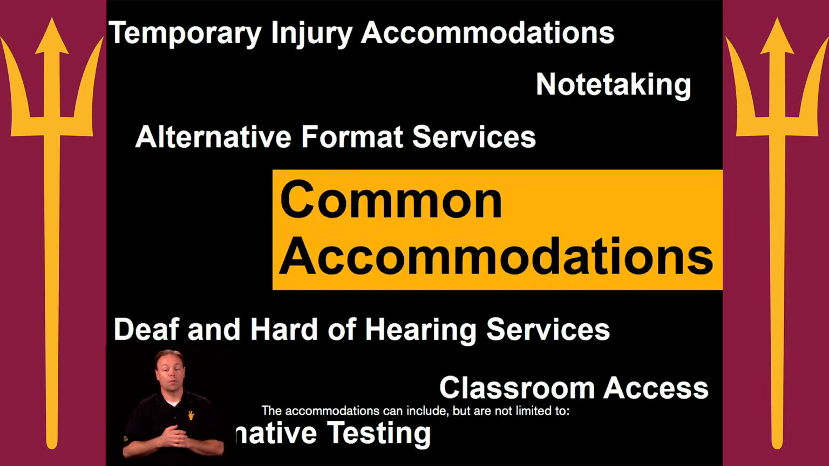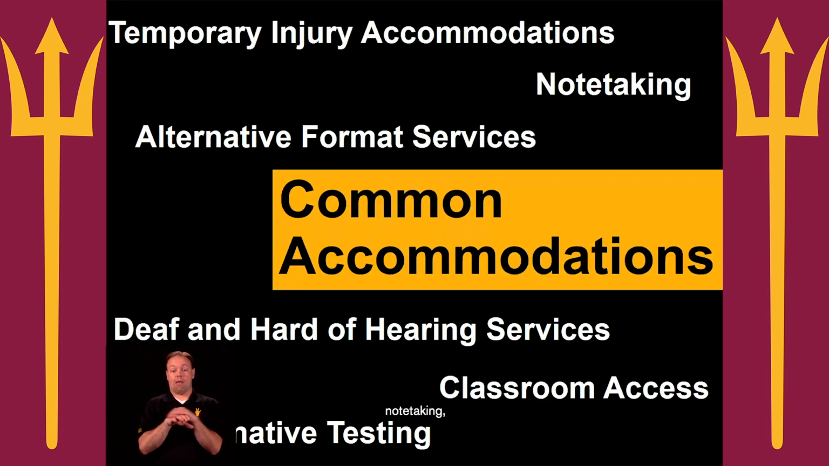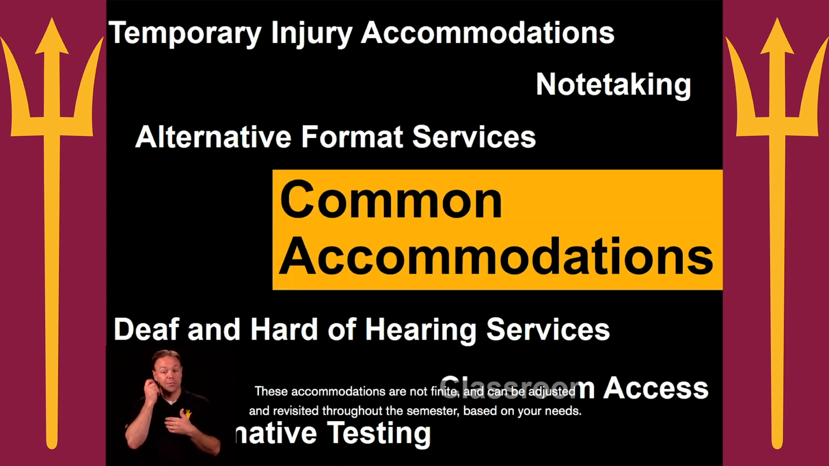The accommodations can include, but are not limited to, alternative testing, alternative format, deaf and hard of hearing support, blind and visually impaired support, temporary injury accommodations, classroom access accommodations, note-taking, flexible attendance, flexible deadlines, university housing, pregnancy, and emotional support animals. These accommodations are not finite and can be adjusted and revisited throughout the semester based on your needs.